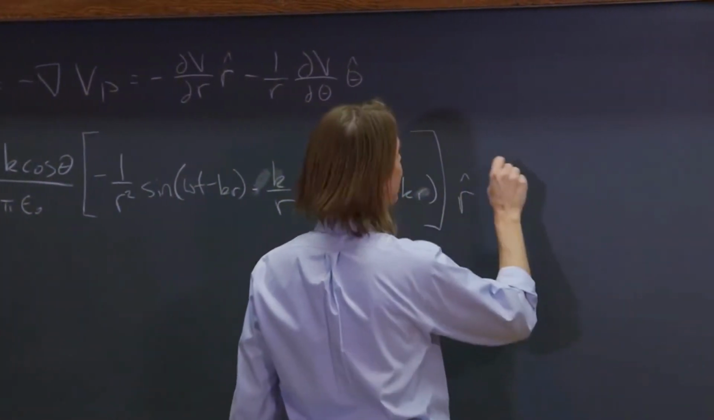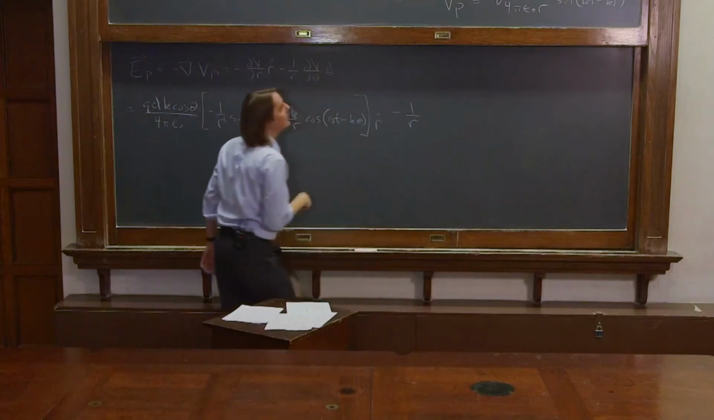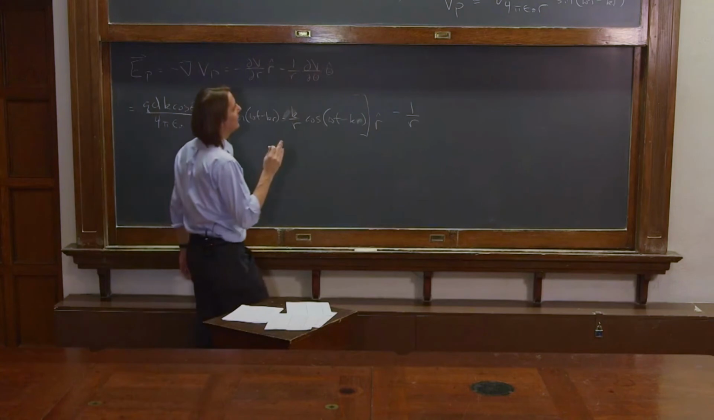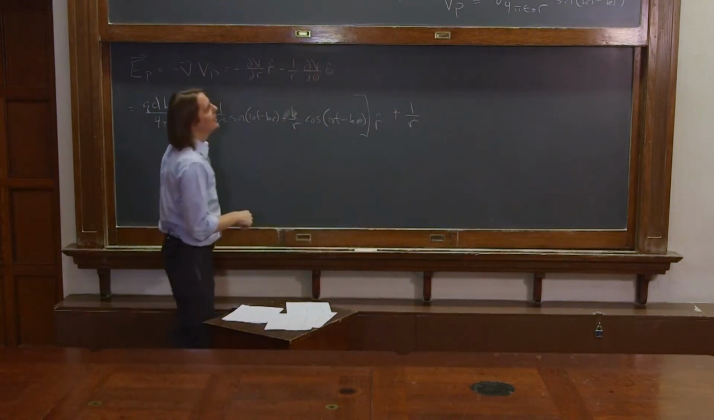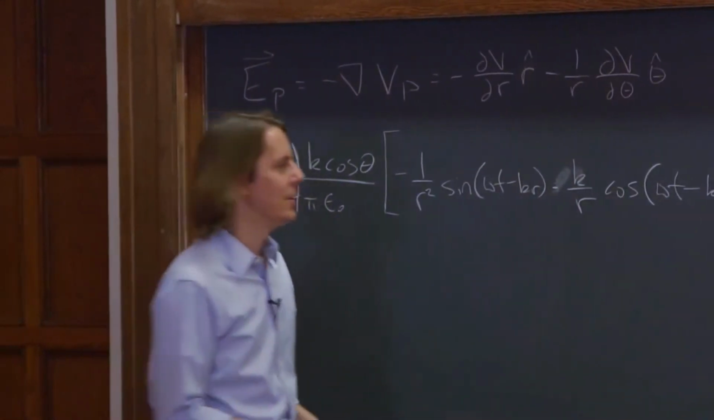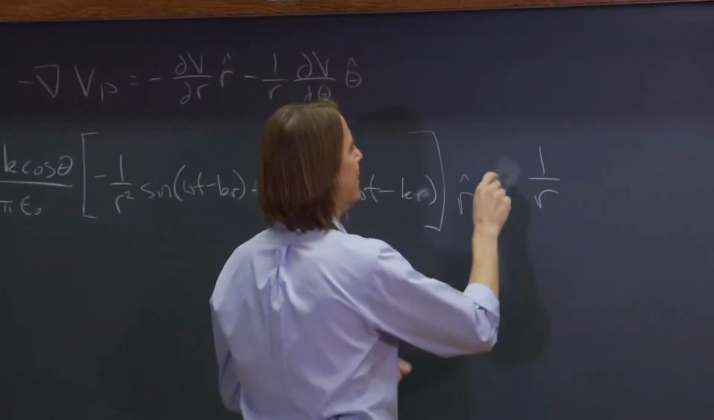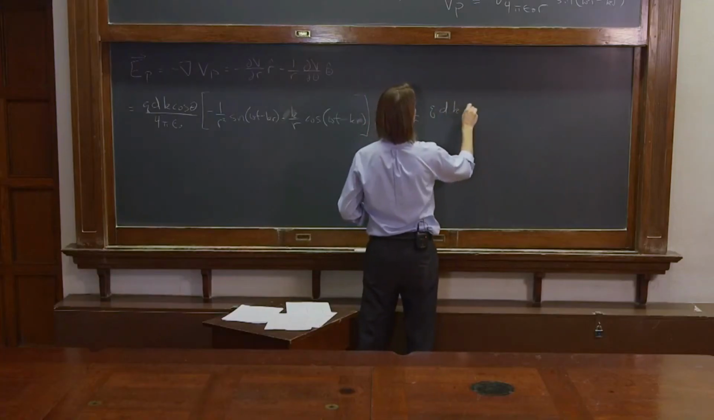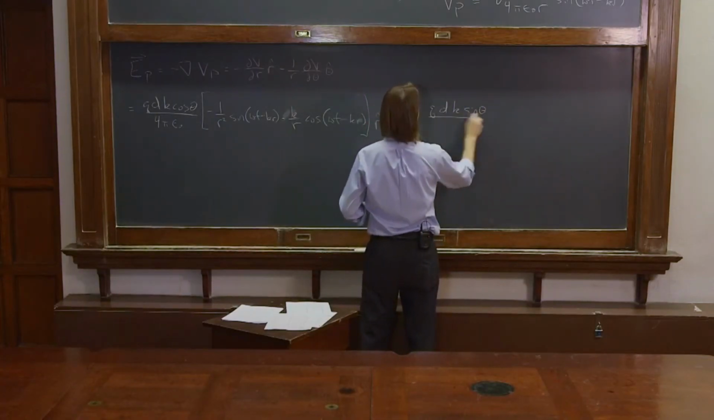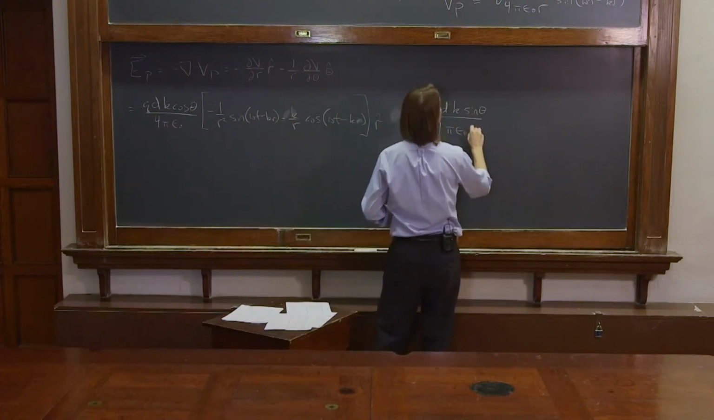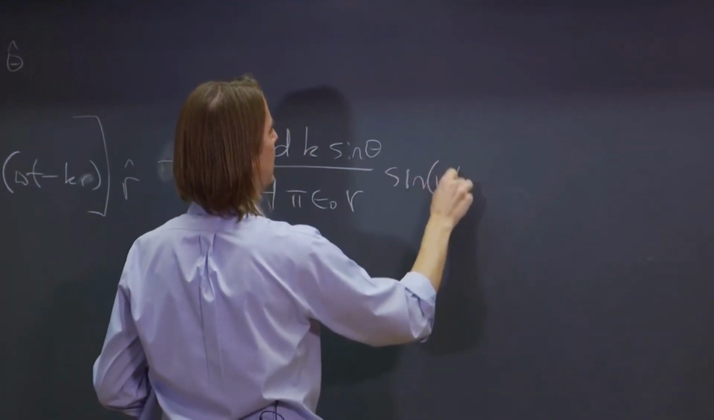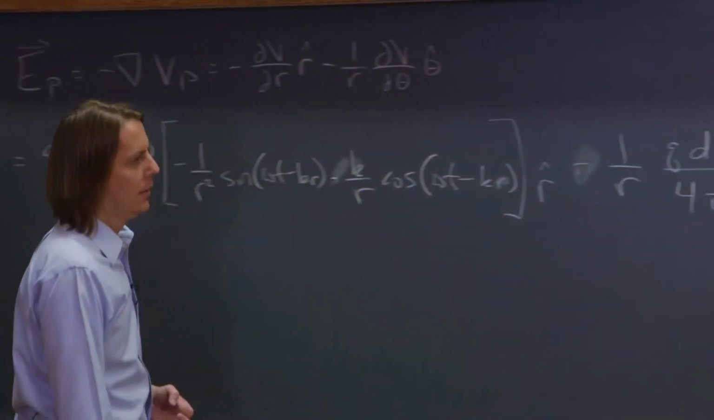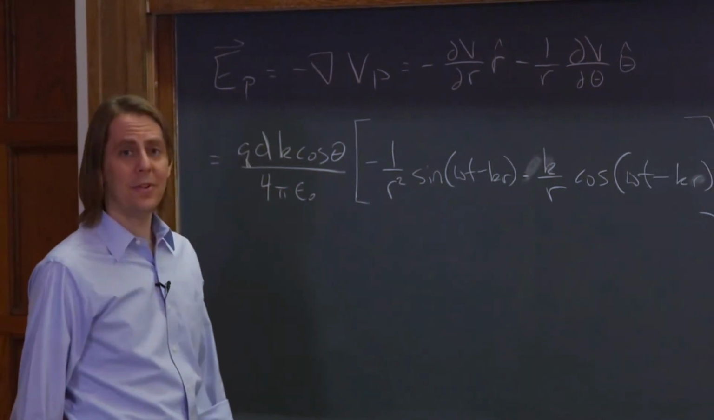And now let's see, we got to do the theta derivative. So minus 1 over r and dV d theta. Where does theta show up? Oh, just as a cosine. And let's see, it's minus, that'll make that a plus. And the derivative of cosine is negative sine, so that'll bring it back to a minus. And we just have to turn cosine into sine at that point. Q d k sine theta over 4 pi epsilon naught r sine omega t minus kr theta hat. Okay, is that the E field?